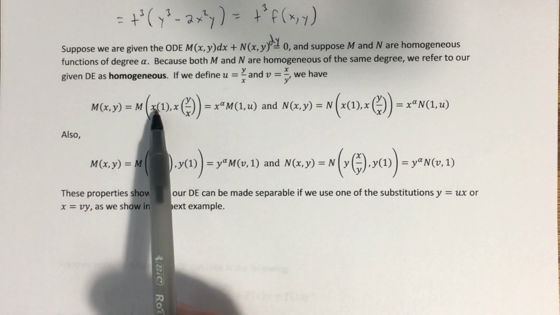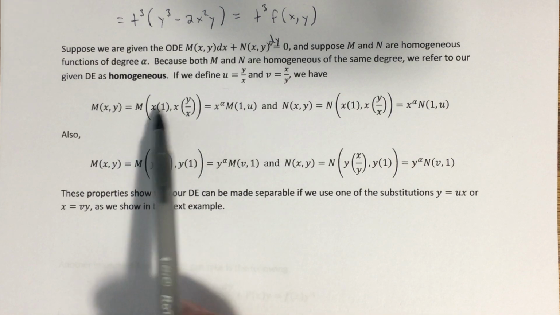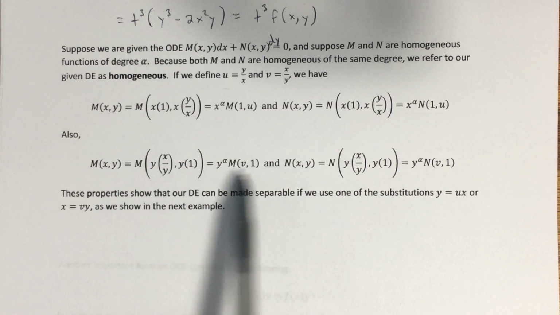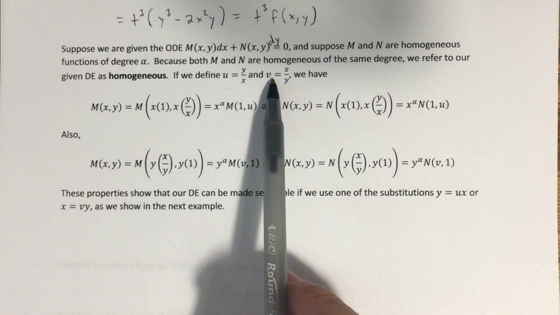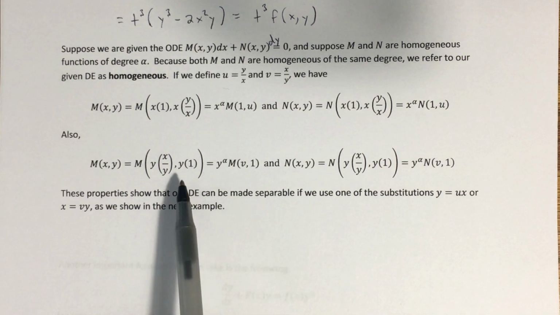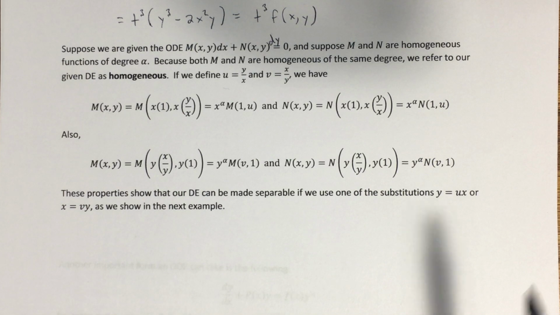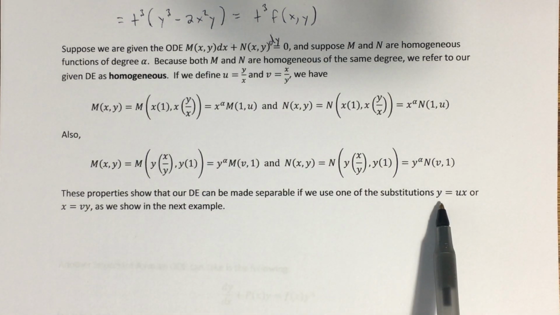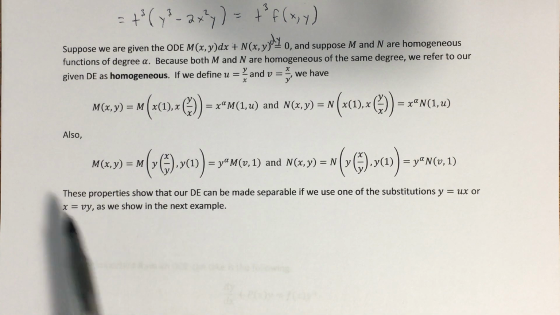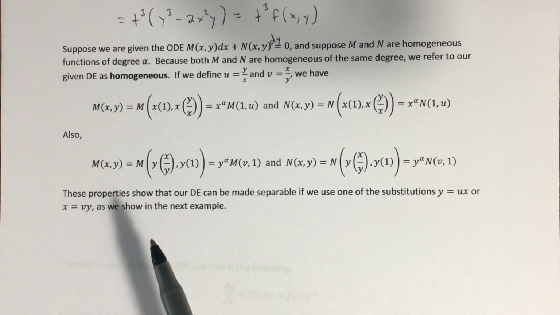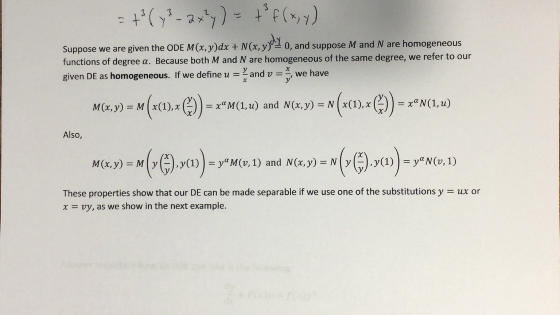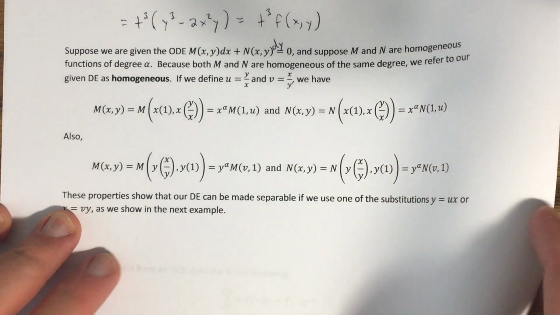Alternatively, instead of pulling an x out of each term in here, I could have pulled a y out and made a similar substitution. I'm using a v for that, but you can read through this and see the similarity. So that's the idea: we use these substitutions, or we can also call it y equals ux and x equals vy, to introduce new variables that'll help reduce this thing to a separable equation.